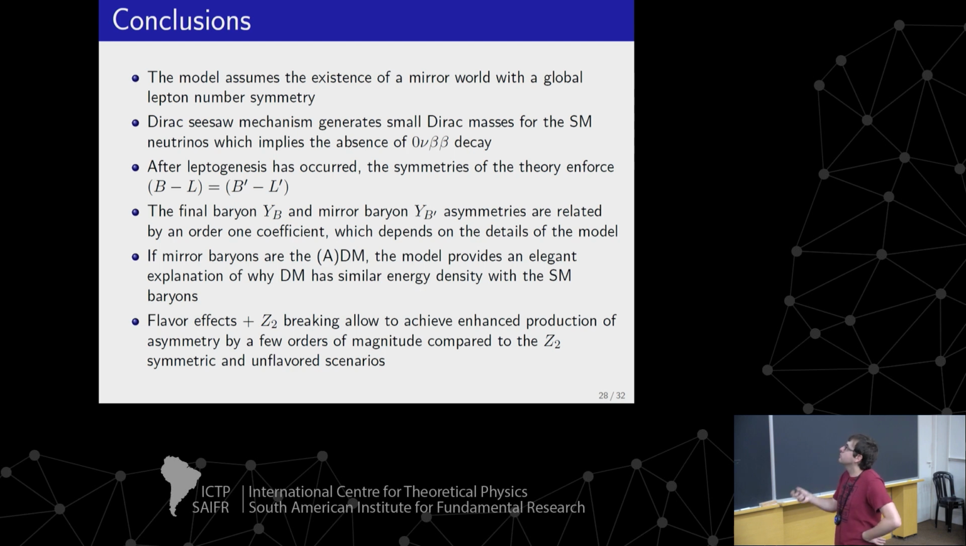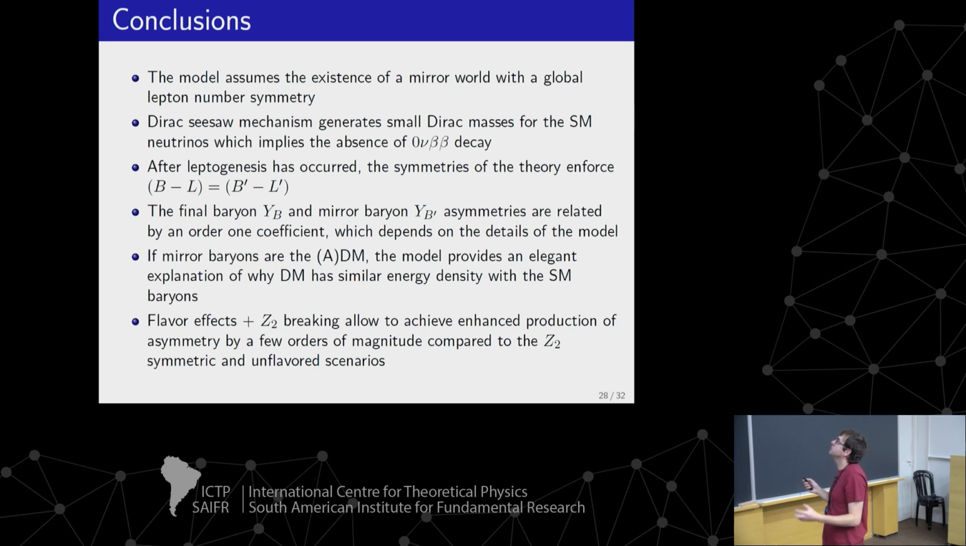This brings me to my conclusion. This model assumes the existence of a mirror world with a global lepton number symmetry. We have a Dirac seesaw mechanism that generates small Dirac masses for the standard model neutrinos, which implies the absence of neutrinoless double beta decay. After leptogenesis occurs, the symmetry of the theory enforces B minus L equal to B prime minus L prime.